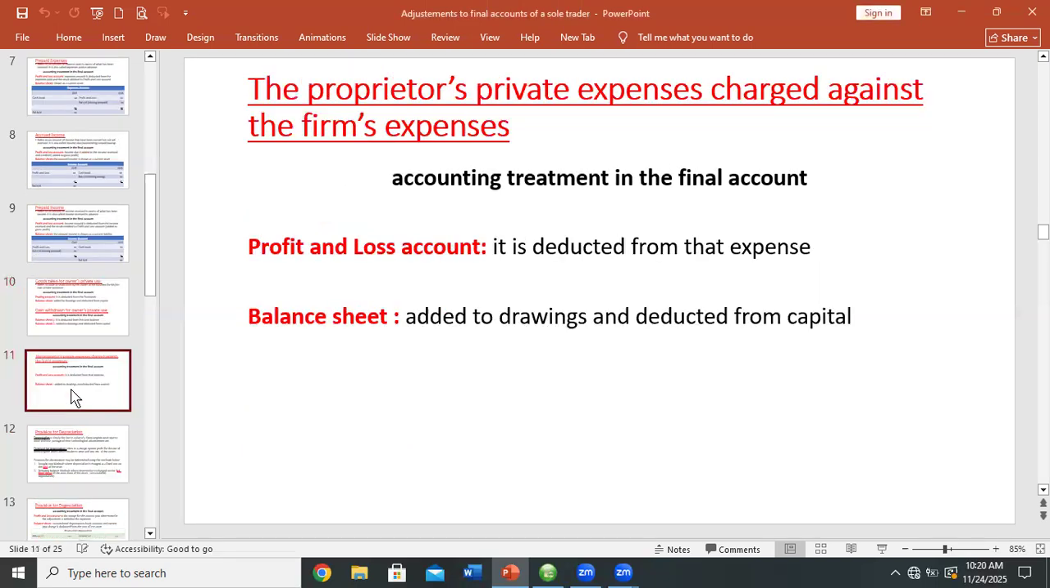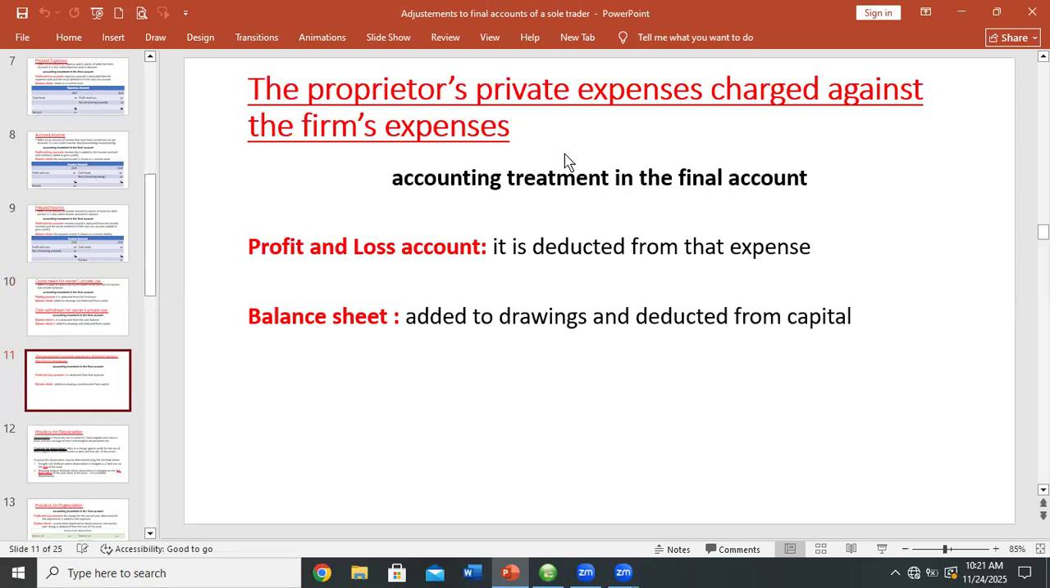What if the owner adds his or her private expenses to that of the business? So that is the proprietor's private expenses charged against the firm's expenses. That is also another form of drawings. So what we do is that in the profit and loss account where the expenses are, we will deduct it from it. So an example, let's say the total rent in the trial balance for the business is 1 million.